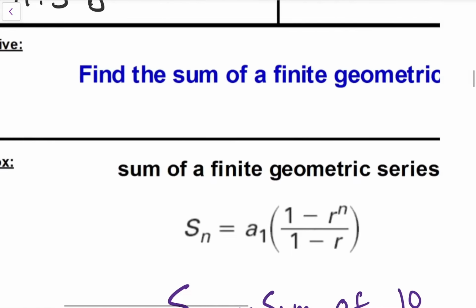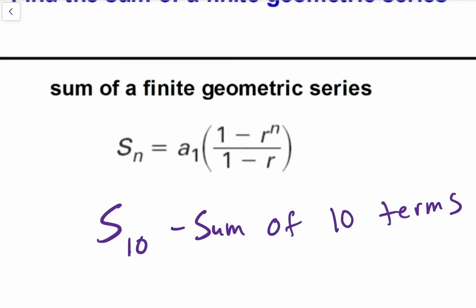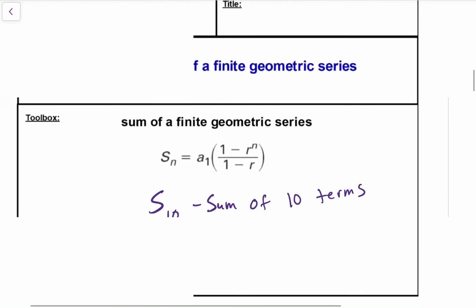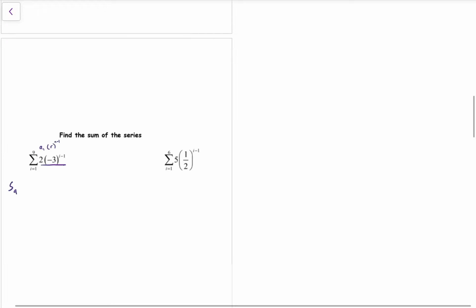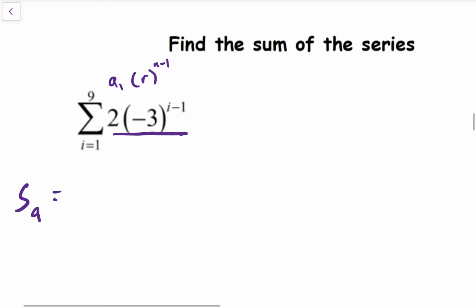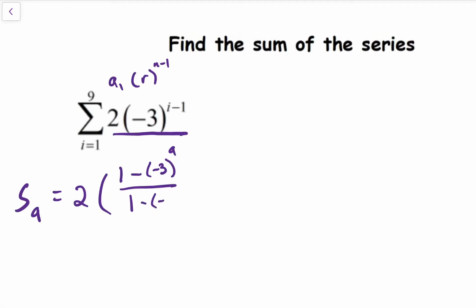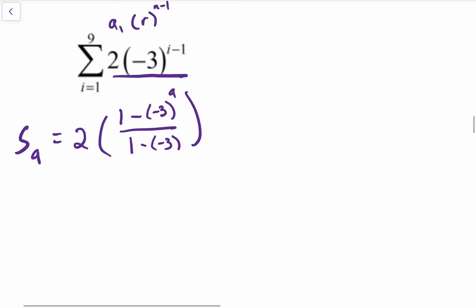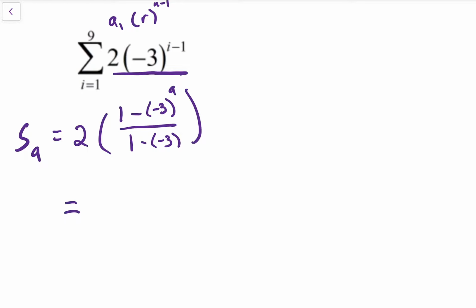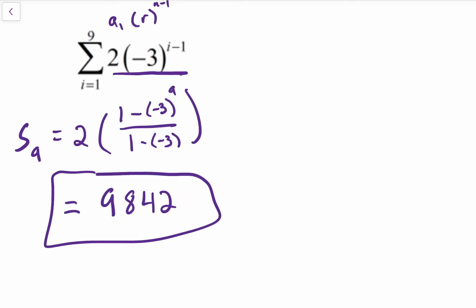And again, if we look at our formula, it's the s sub 9. So 9 is replacing n, so our first term, which in this case is 2. So 2 times 1 minus r to the n, so negative 3. And our n is 9 since we're going through the ninth term, over 1 minus that common ratio again. And then it's just a matter of plugging it into the calculator, which you'll end up getting 9,842.